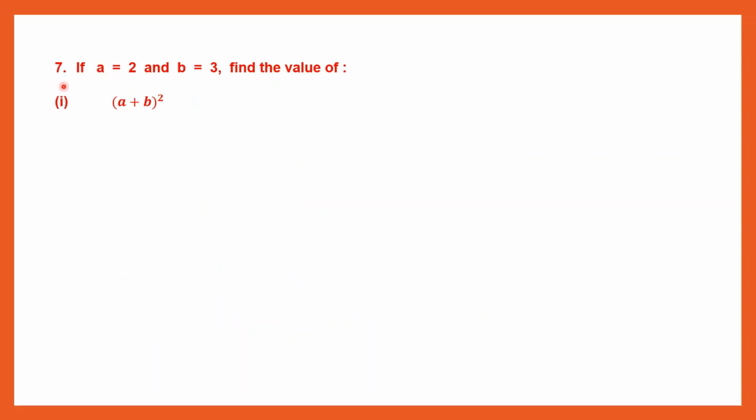Next one, question 7. If A is equal to 2 and B is equal to 3, find the value of, first one, A plus B, the whole square. So we have to substitute here. A is 2 and B is 3. So this is 2 plus 3, the whole square. 2 plus 3 is 5. 5 square is 5 into 5, which is 25. So the answer here is 25.